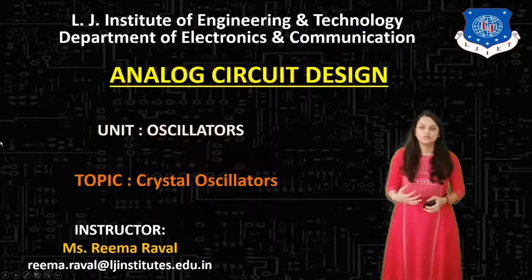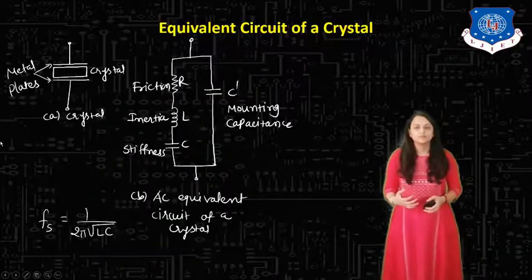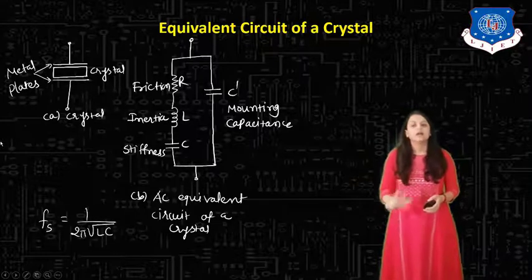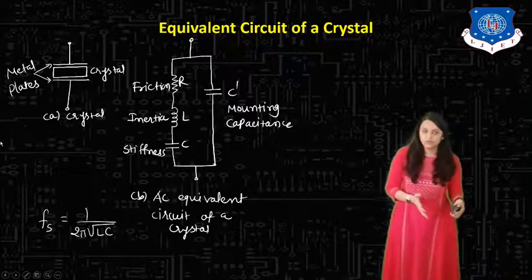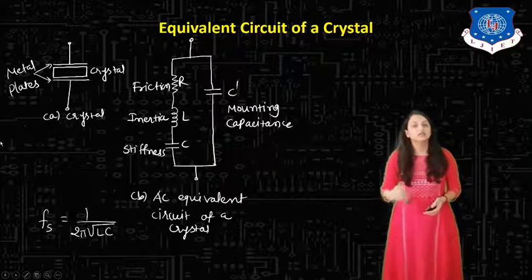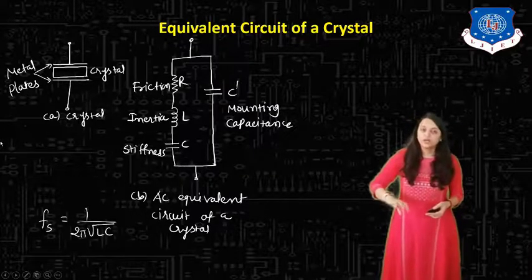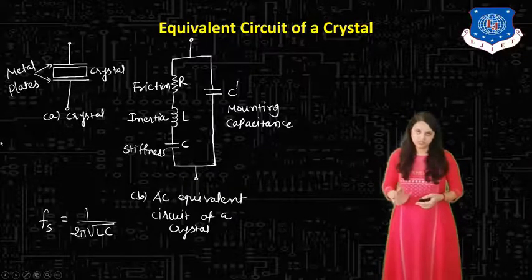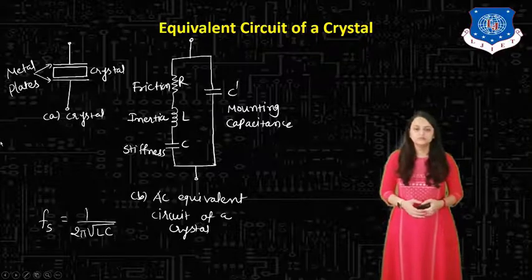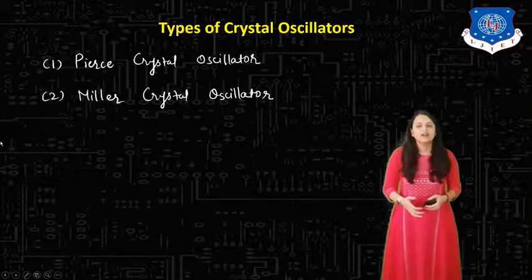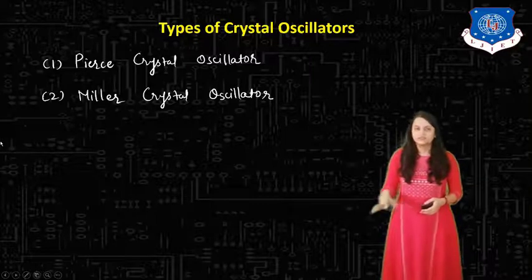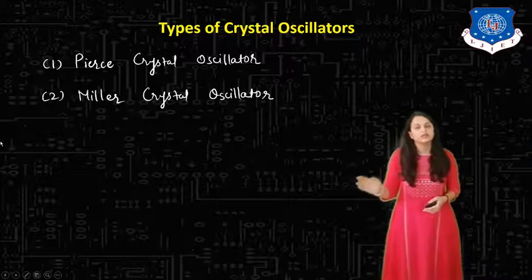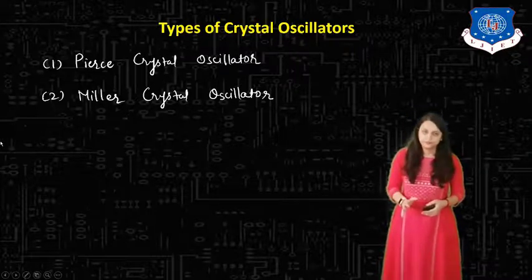Now, what is a crystal? We have seen that a crystal looks like a quartz crystal and it has metal plates. If we look at the AC equivalent circuit for that, we will have R, L and C in electrical parameters. And if we want to convert it into mechanical parameters, we'll have friction, inertia and stiffness. Then we have seen the types of crystal oscillators. There are two types: the first one is the Pierce crystal oscillator and the second one is the Miller crystal oscillator.